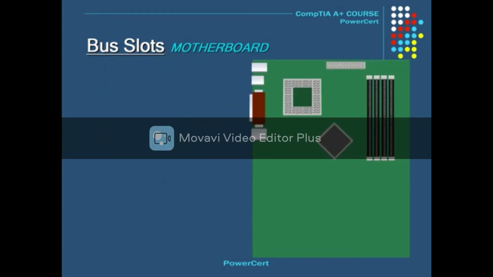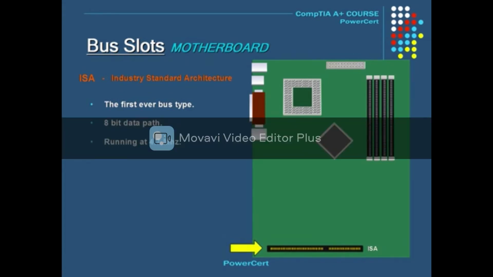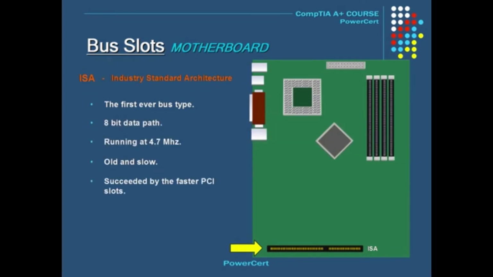Bus slots come in different types. The first ever bus type is called ISA, which stands for Industry Standard Architecture. ISA slots have an 8-bit data path running at 4.7 megahertz. ISA slots are old and slow and are not seen on modern motherboards and have been succeeded by the faster PCI slots.